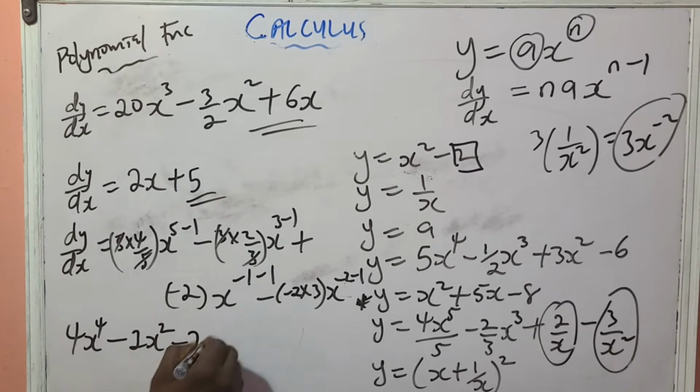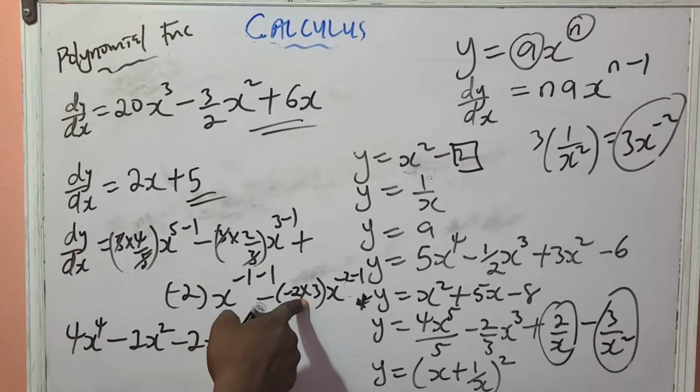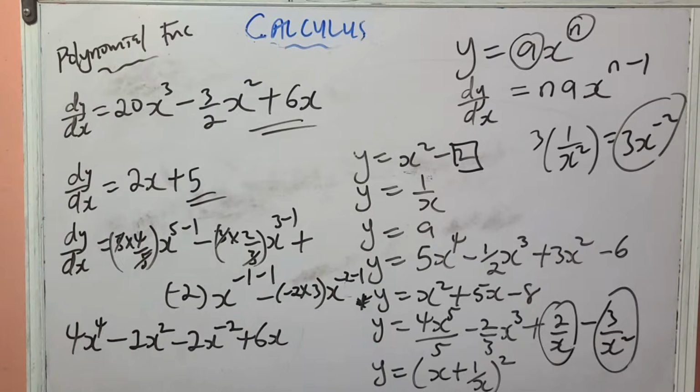Now minus 2x raised to power what? Minus 2. Then this one will be minus times minus 6. That will be plus 6 times x raised to power what? Minus 3. Because minus 2 minus 1 is minus 3. How many of you got this final answer, this particular one? How many of you were able to get this particular answer?